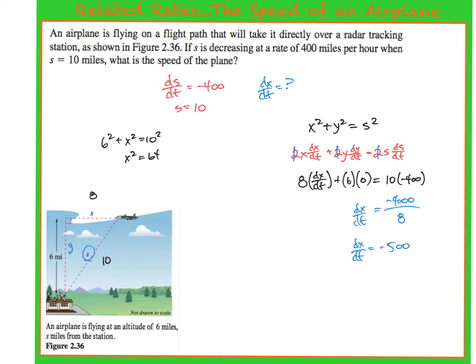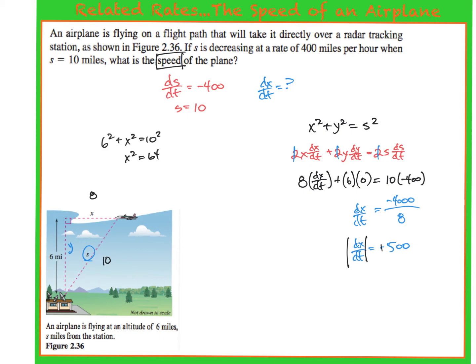negative 500. However, negative 500 is not actually my answer because we didn't read too carefully. What was actually asked? The speed. What is speed? Absolute value of velocity. So I want to take the absolute value of dx dt, which would be what? 500. Pretty good? All right, fantastic.